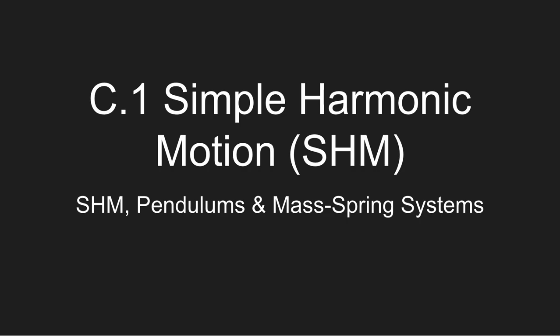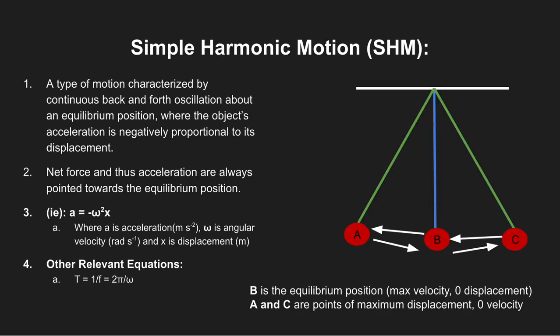Topic C. We'll be talking all about waves, but starting with C.1, we're going to talk about simple harmonic motions. And what are simple harmonic motions? Well, they're a type of motion that are characterized by consistent back and forth oscillation about an equilibrium position, where the object's acceleration is negatively proportional to its displacement. You need to remember this definition.